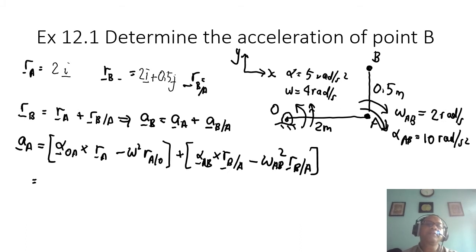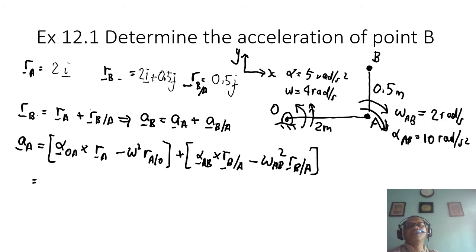And then finally, what is the position vector of B relative to A? B to A is 0.5 meter going up. Yeah, B is 0.5 meter up of A, so we can write 0.5j. This is key. If you cannot write the vector, then we cannot solve it.